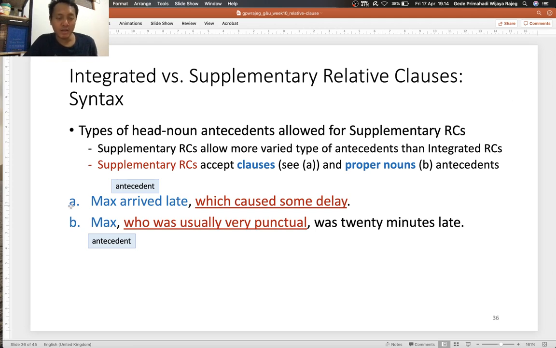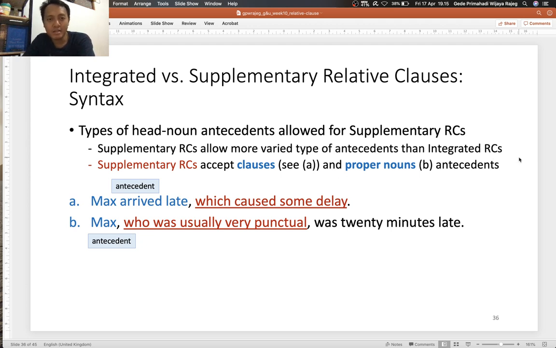If you see example A, "Max arrived late," that is a clause. We have a subject and a predicate, but this clause can be the antecedent, the item that is modified by the supplementary relative clause. And in example B, Max, a proper noun, is the antecedent for the supplementary relative clause. Max, who was usually very punctual, was 20 minutes late.